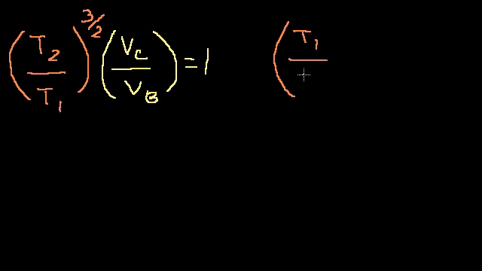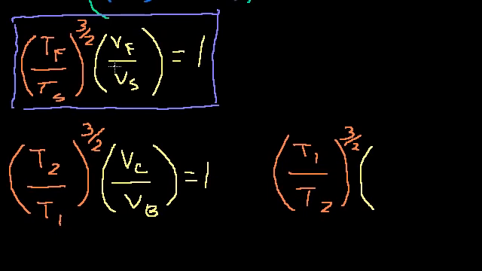Our initial temperature is T2. We're going from D to A. To the 3/2 power times, let me write our formula there. Our final volume is the volume at A. That's where we moved to. And we moved from our volume at D. And this is going to be equal to 1.